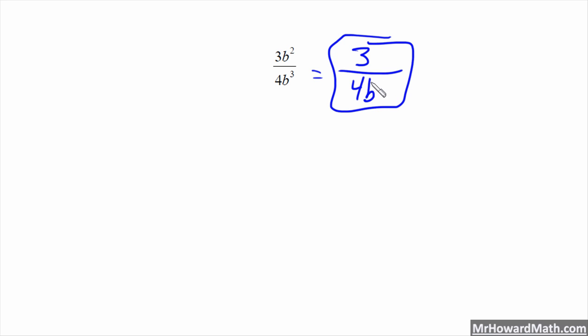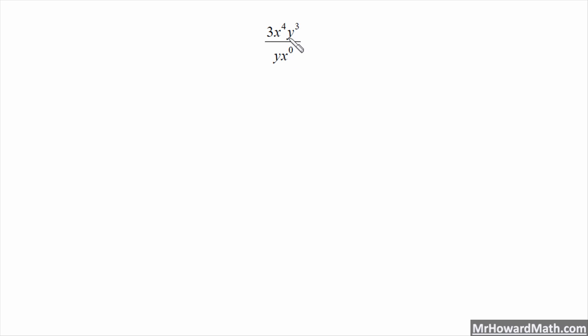Let's look at another one. Alright, in this next example, 3x to the 4th y cubed all over yx to the 0 power. So just like anything, when we have anything to the 0 power, that's 1. So to make it a little bit easier, we're going to go ahead and just mark that out. So here's what we're dealing with. So on top, we have 3x to the 4th y cubed all divided by y.